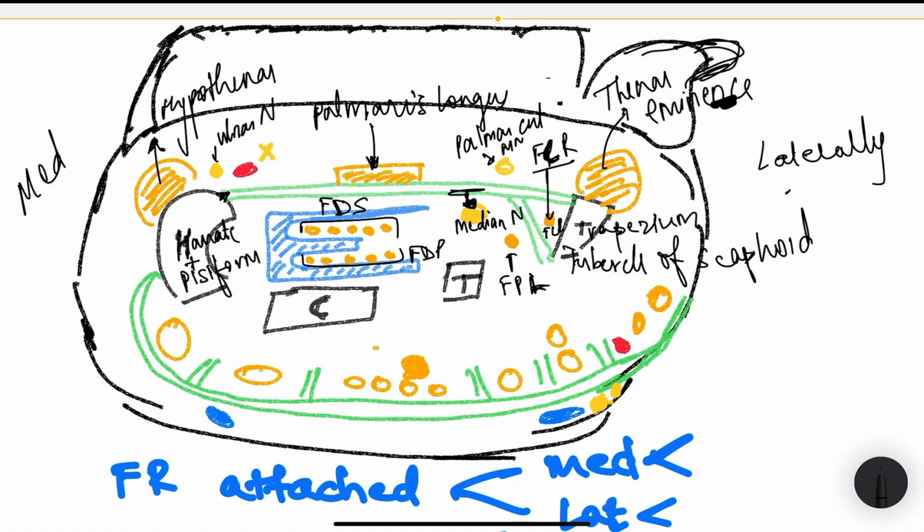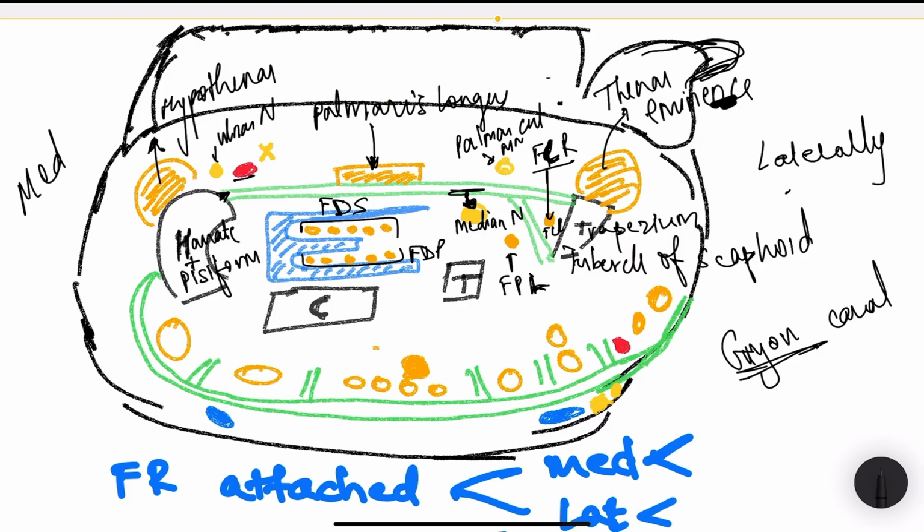So the ulnar nerve actually is very superficial to the flexor retinaculum, and it passes through something called Guyon's canal. Let me just write it at the side. It passes through Guyon canal, right? So it passes through Guyon canal. It does not pass through the flexor retinaculum or inferior to the flexor retinaculum.